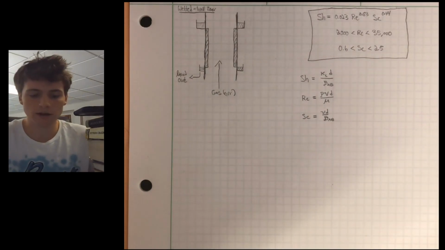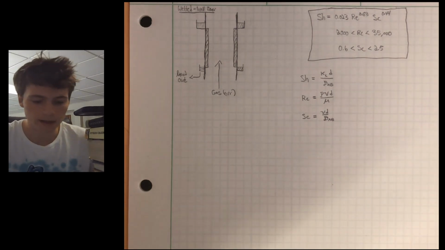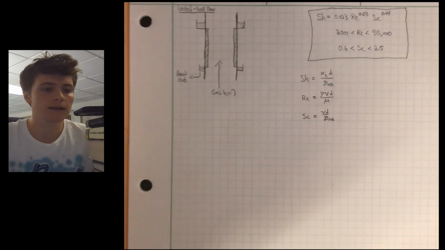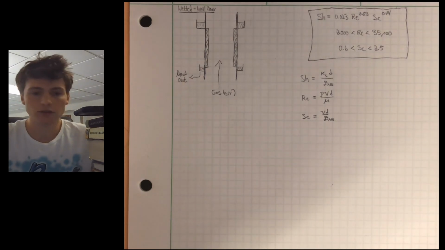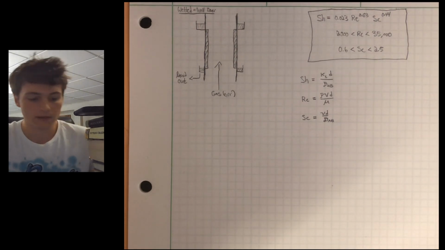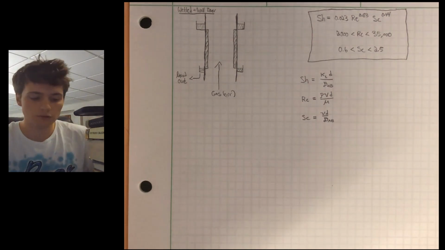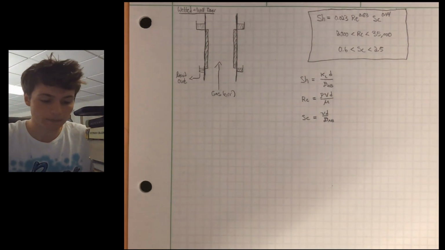Hello, my name is Jared, and today I am going to be talking about an experiment performed by Sherwood and Gilliland in 1934. What Gilliland and Sherwood were exploring in 1934 was the mass transfer from the inner surface of a tube to a flowing fluid.